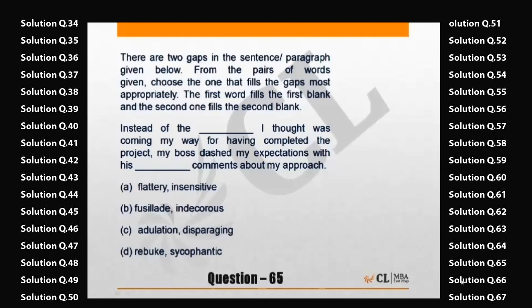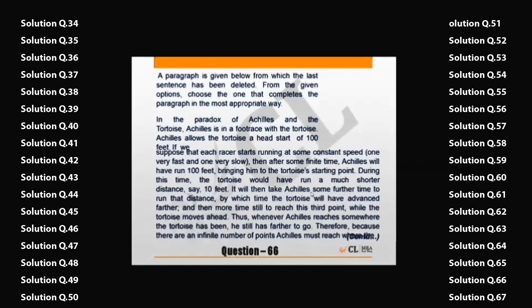The phrase dashed my expectations conveys that the speaker's hopes were not met, which means that instead of getting something positive, he got something which has a negative connotation. Having ruled out the other options, we can safely say that option C fits here. Adulation in this option means praise, while disparaging means derogatory or disapproving, which would go for the comments which he eventually got.